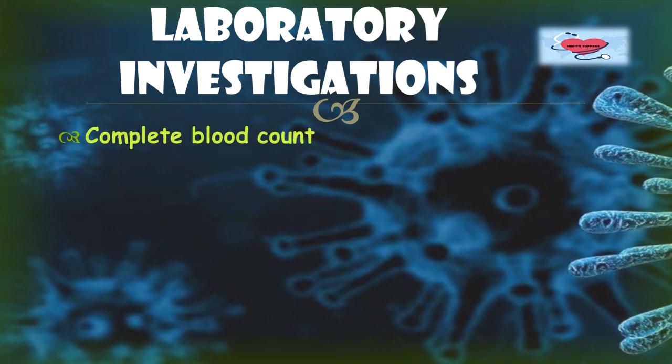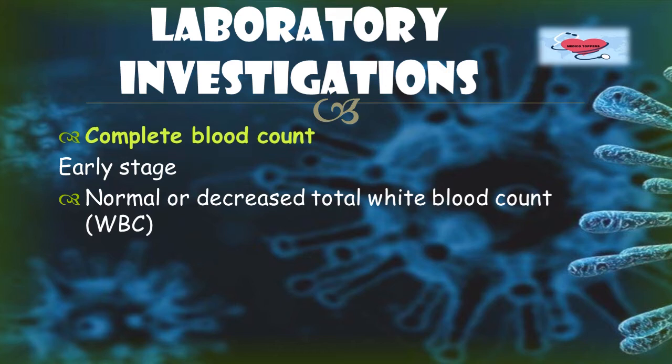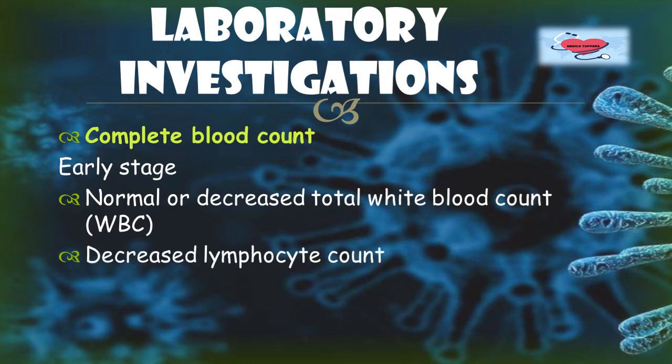Then in case of lung ultrasound, we can see focal interstitial pattern up to white lung. And in case of complete blood count, what we can see in early stage is normal or decreased total white blood count, that is leukopenia. Then decreased lymphocyte count, that also we can see in early stage.